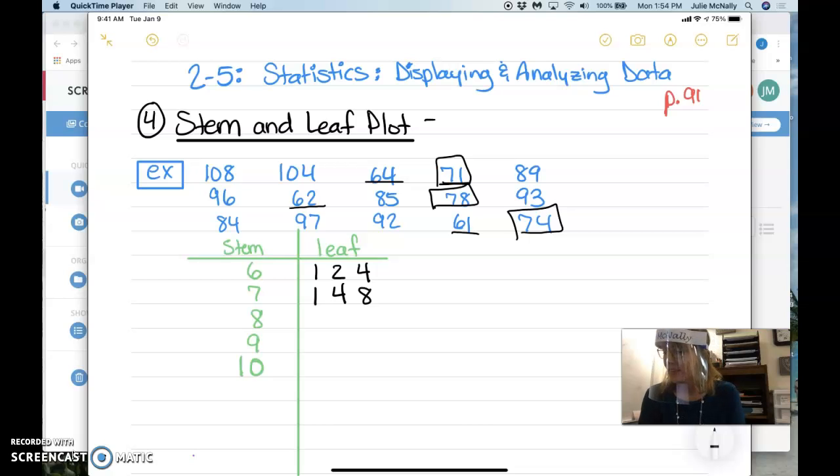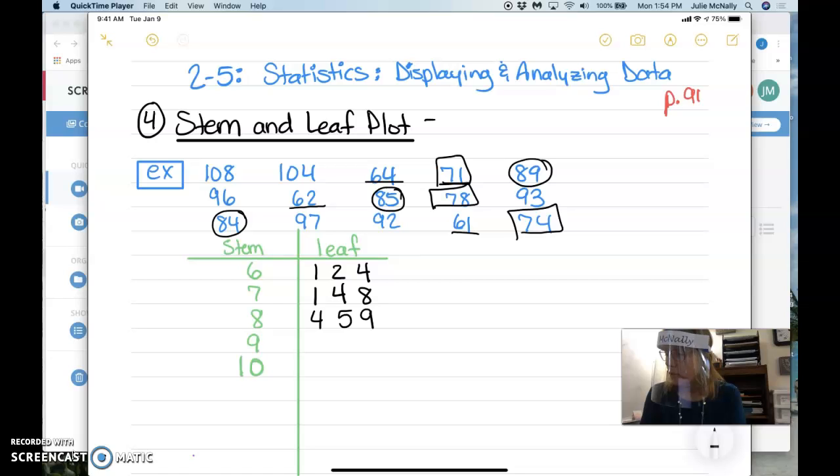Okay. Now I'm going to look at my 80s. I see 84, 85, and 89. So again, you're putting them in order from least to greatest. I have an 84, an 85, and an 89.